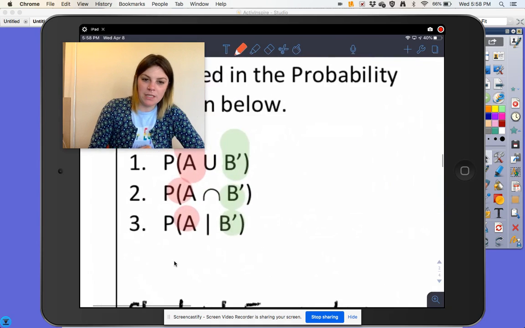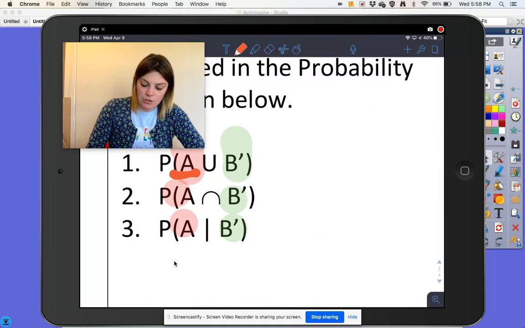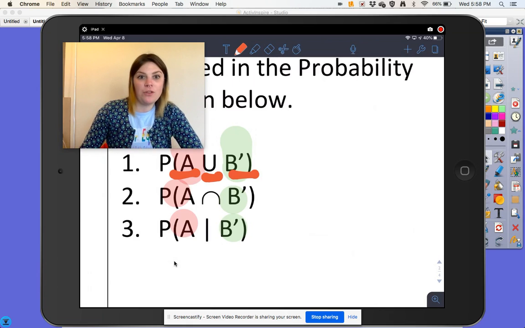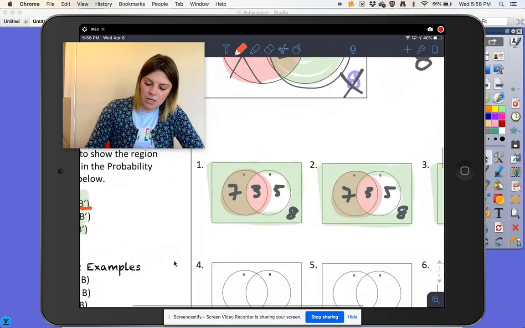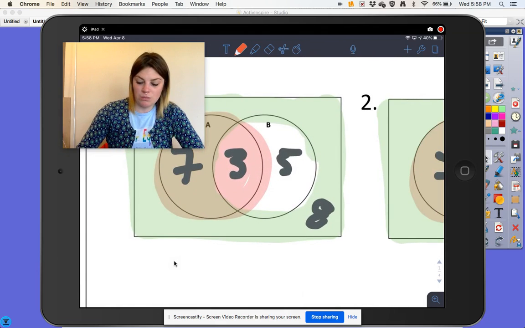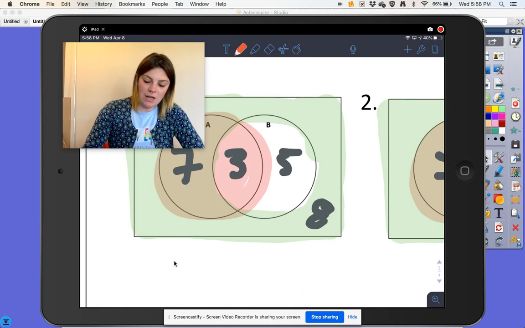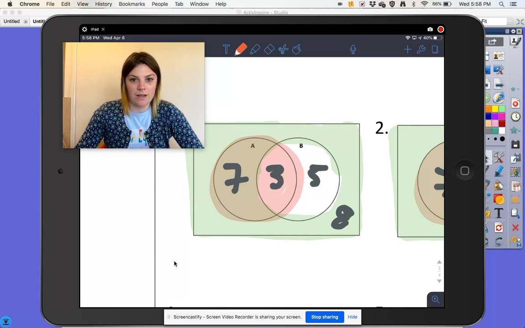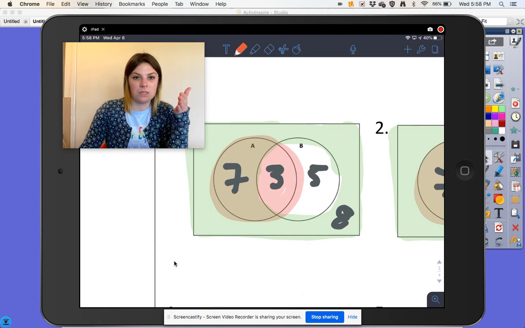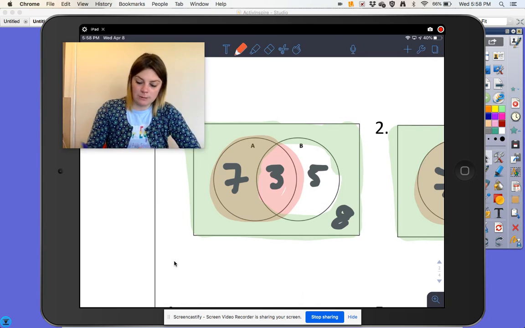The probability of A union B prime. So that's everything that's shaded, right? And so if I'm looking at this picture, if you were to turn in a question to me that just looked like this, I wouldn't know if you were saying, oh, it's the double shaded, or it's everything I have shaded. So I need you to be very specific when you are showing your answer about where your answer is.